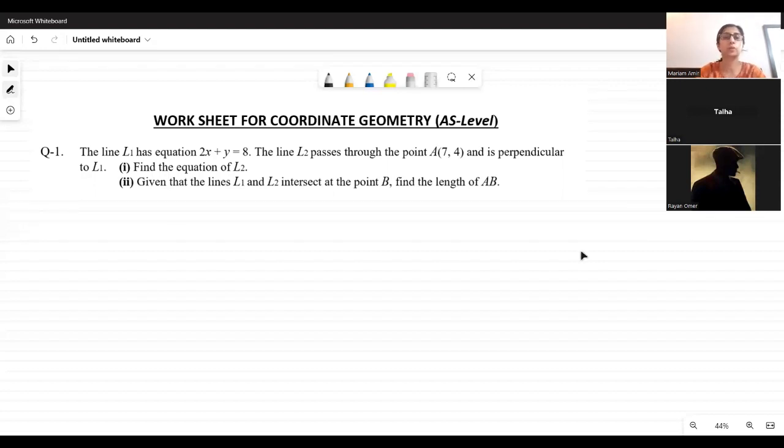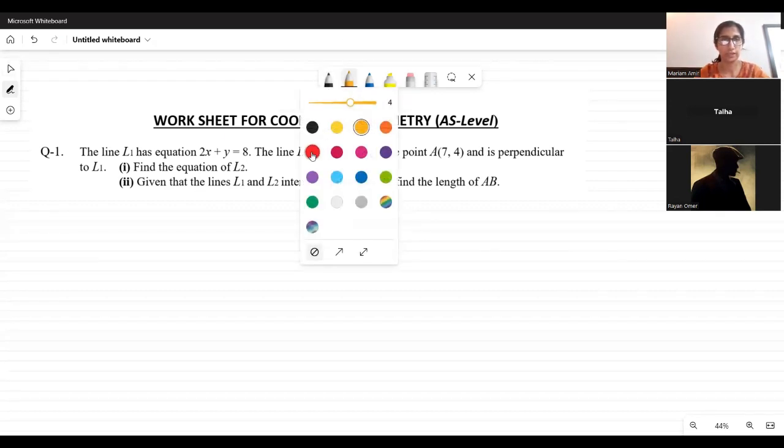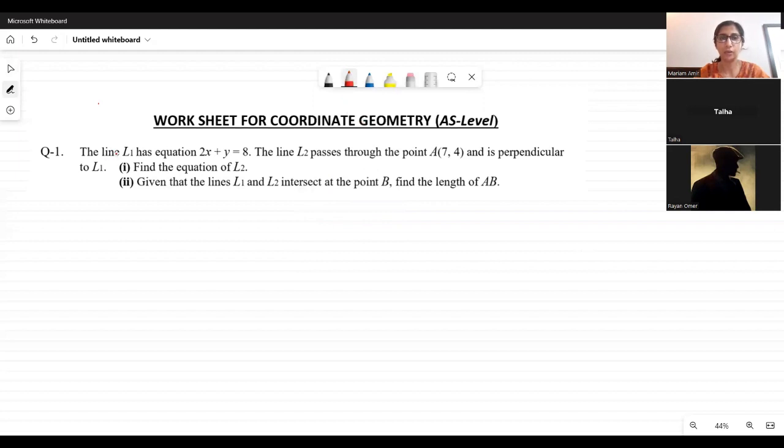We are supposed to start with the worksheet of coordinate geometry today. So here's question number 1: line L1 has equation 2x plus y equals 8, and line L2 passes through point (7, 4) and is perpendicular to L1. Find the equation of line L2.